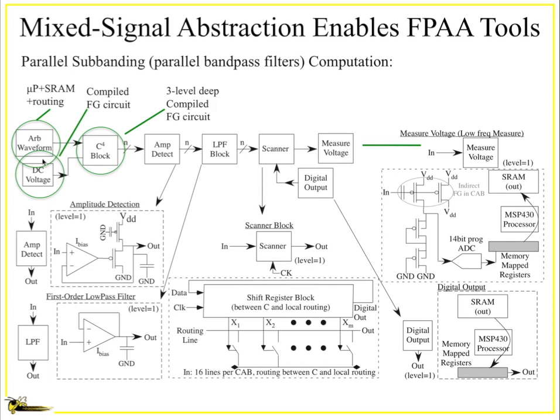The arbitrary waveform generator involves a microprocessor. The DC voltage block is actually a compiled floating gate circuit, and the C4 block is actually 3 levels deep of compilation. So what looks like a very nice simple structure, like what you saw on the previous slide, you realize very quickly that there is a lot that's being abstracted, and the capability of it being abstracted.